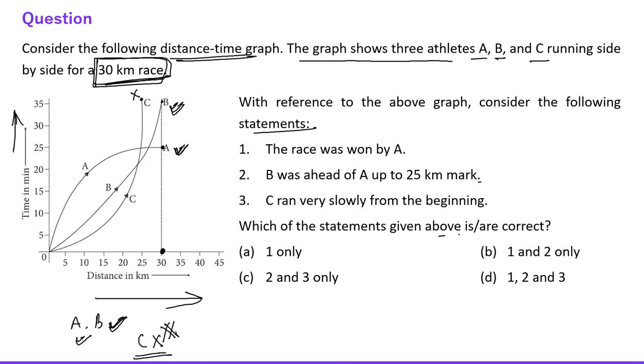Okay, fine. See everyone, if we talk about the time, if I talk about A, A is reaching the 30 kilometer mark in approximately less than 25 minutes. B is reaching the 30 kilometer mark in around 35 minutes, right? So A is completing the race in 25 minutes approx, or less than 25 minutes I can say, and B is finishing the race in 35 minutes, right? So obviously statement one is correct, right?